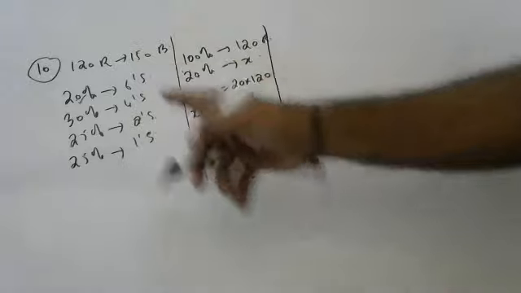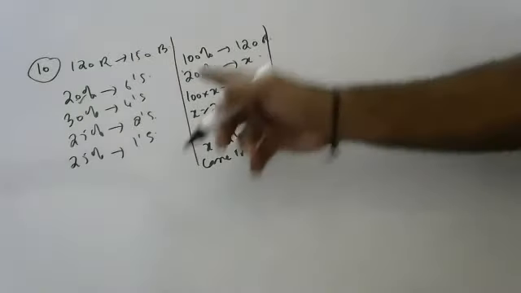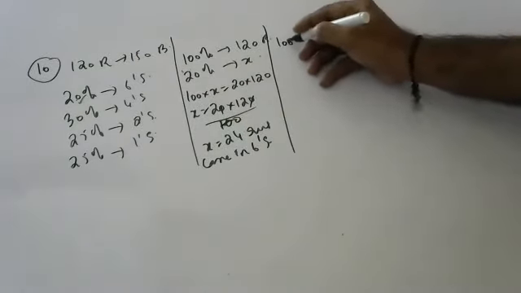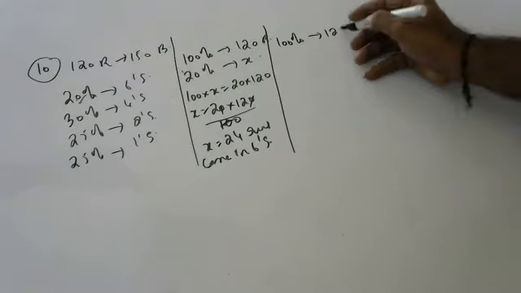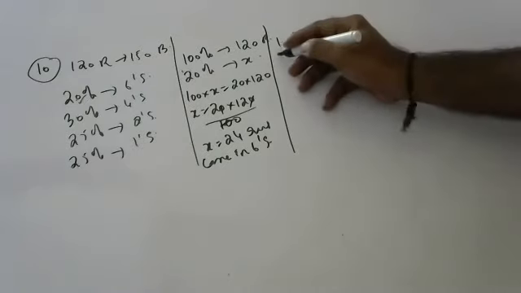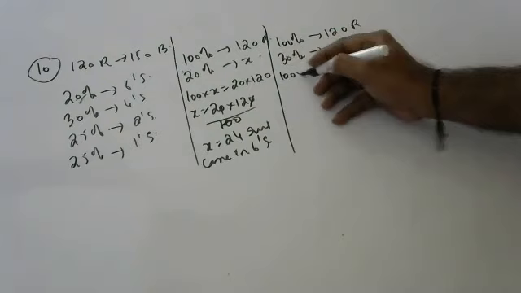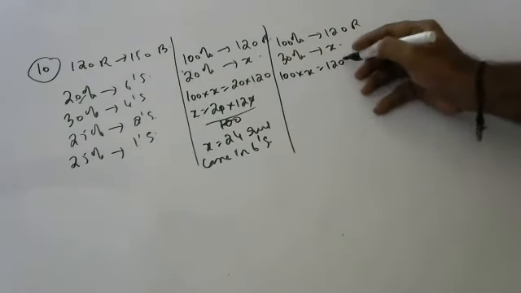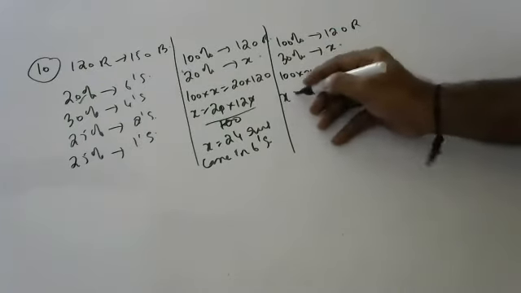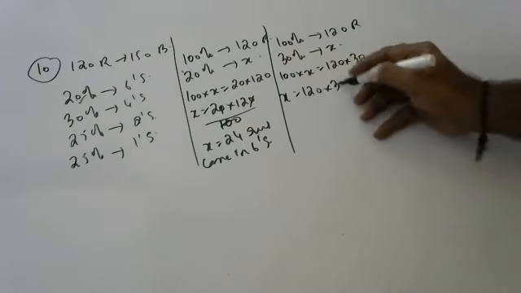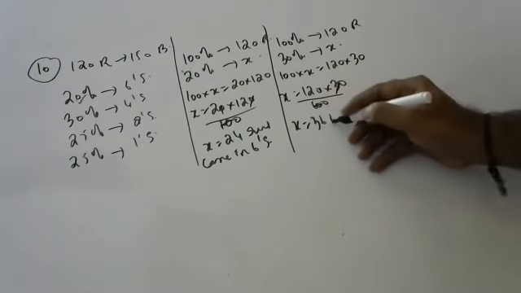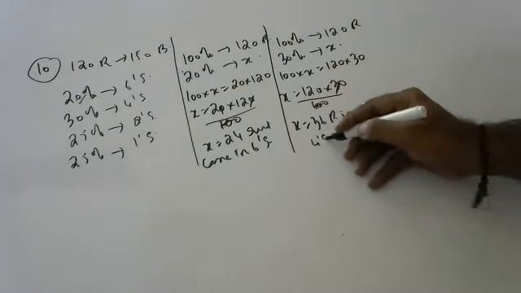Now fours, twos, ones, you should only say the calculation. 100% is 120 runs, 30% is equal to x. How much? Cross multiplication: 100 into x is equal to 120 into 30. X is equal to 120 into 30 by 100. 36 runs came in the form of fours.